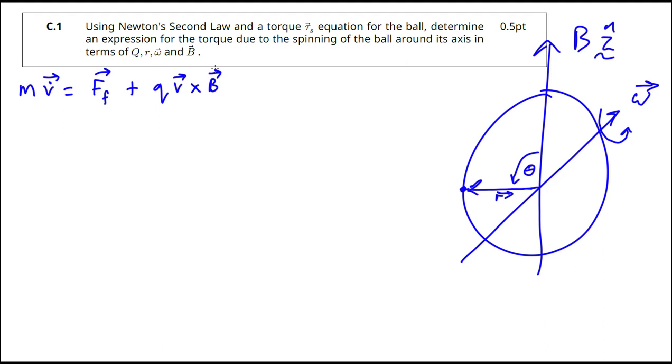Alright, so that's a force equation. Now let's do a torque equation. So for a torque equation, I can do... Okay, and tau S that I've got on the end here, this is the torque that we have due to the fact that we've got charge moving in the magnetic field.